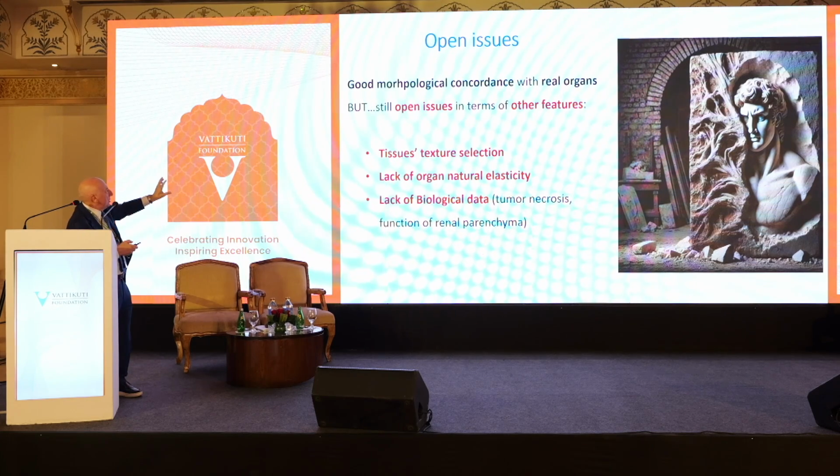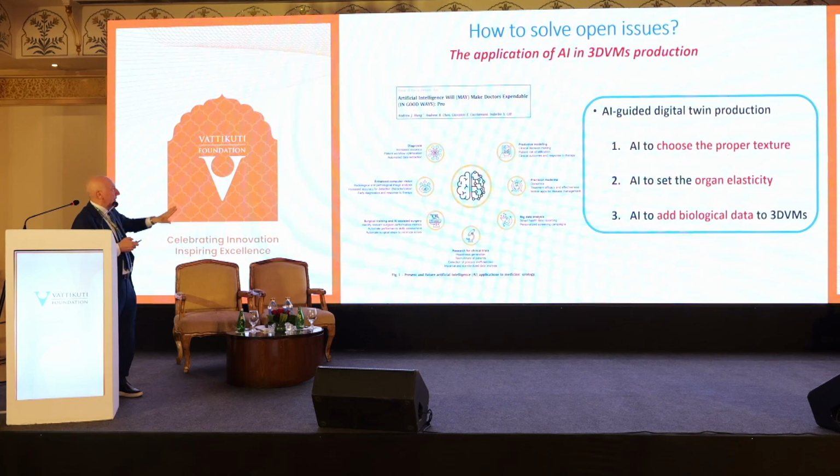The first issue is the tissue texture selection. We need to select the best texture because we want to duplicate the same organ. The second aspect is the lack of natural elasticity. We do not have sufficient elasticity; we have a rigid organ. And obviously, there is a lack of biological data like tumor necrosis, renal function, and other aspects.